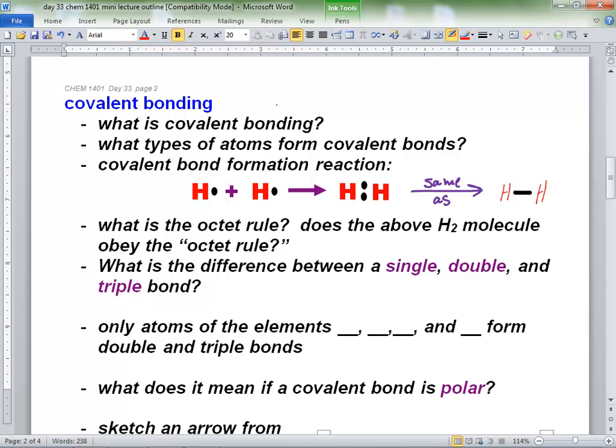Covalent bonding, what is it? Well, we kind of already talked about it. All these elements in this molecule are donating their valence electrons, and the electrons are in those orbitals, those clouds, all over the place. What types of atoms form covalent bonds? Alyssa, where in the periodic table are we talking about? Which elements? Not the metals. Everything but the metals. It's the nonmetals. It's the minority. It's all the nonmetals. Okay, here's an example of a model of a covalent bond formation reaction.